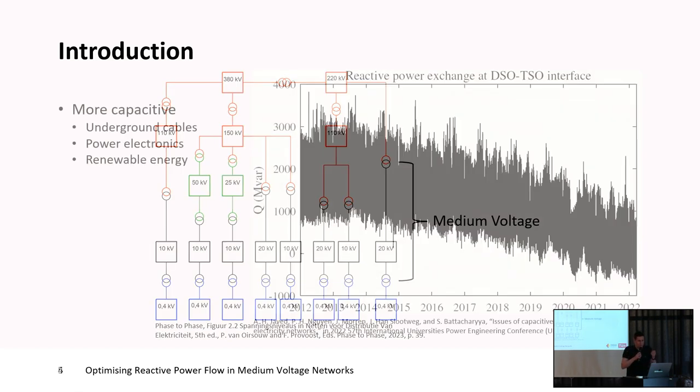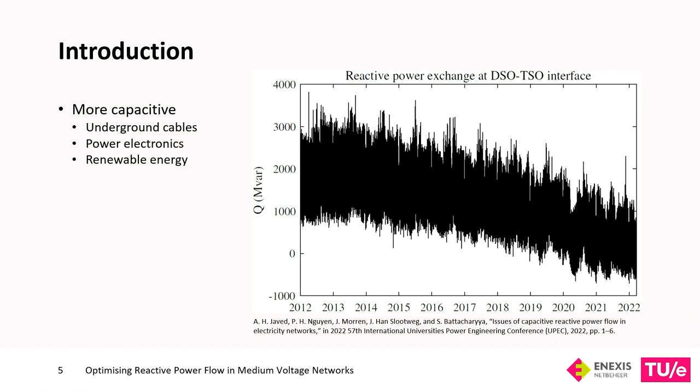Now, in the past, we have seen that distribution grid operators mostly consumed reactive power. So the distribution grid was mostly inductive, so to say. However, in the last few years, this has decreased, as you can see in the graph. In recent years, even the distribution grid operators delivered reactive power back to TenneT. And this is mostly due to cabling, so underground cables, which are capacitive.